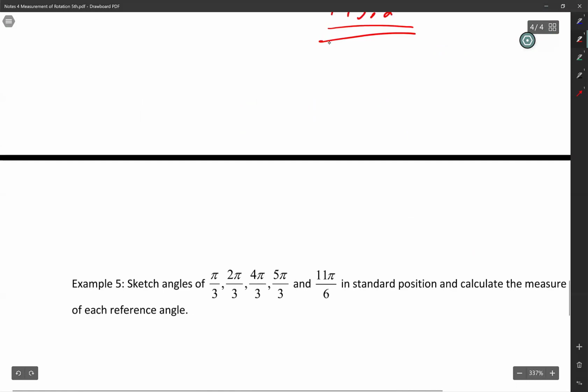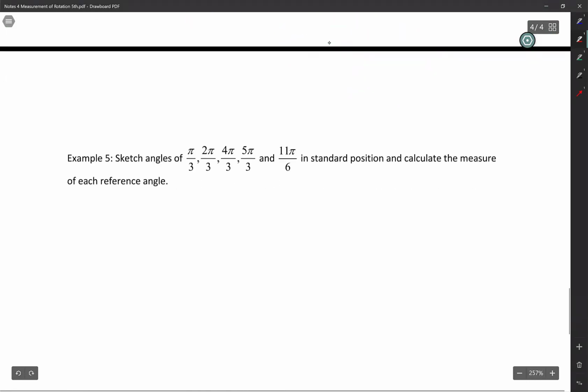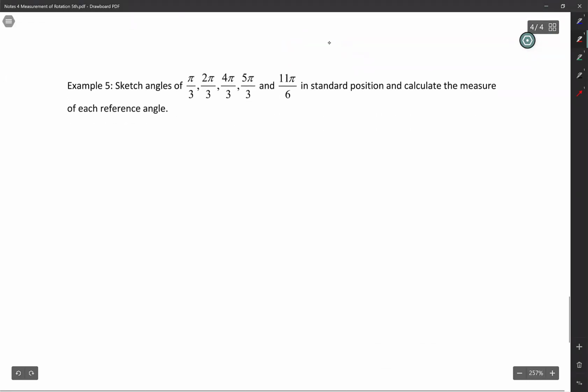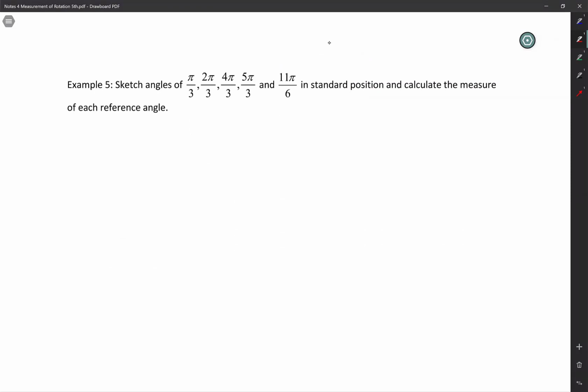All right. Now we get to example 5, and we're still sketching angles, but now they're in radians, your favorite.